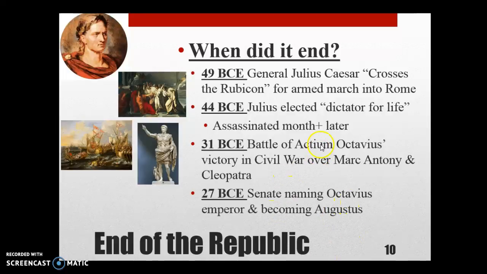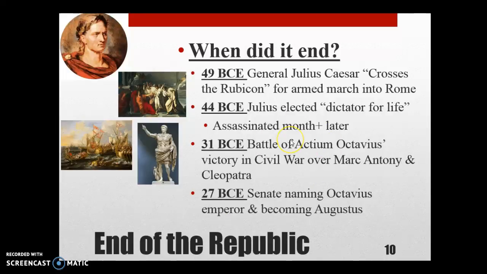In 27 BCE, the Senate will name Octavius emperor. He will take the name Augustus. Now, Augustus is the nephew of Julius Caesar, and he watched his uncle rise to power and be betrayed and stabbed by the Senate. And so he will take a very different approach to how he treats the Senate. Octavius will have supreme power of an emperor, but he's going to maintain at least the facade or the appearance that the Senate has power as well.